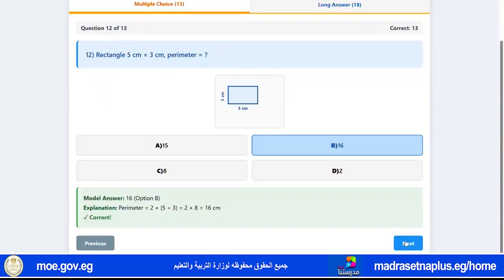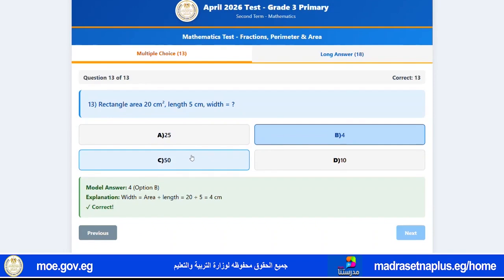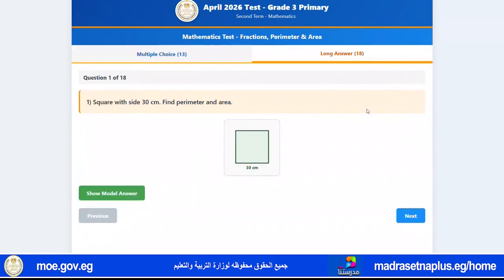Okay. So now we finished what? We finished the first part about multiple choice. Now let's get another one about long answer or essay questions or problems about your curriculum. Let's start with this one. We have a square with 3 centimeters side length. I need its perimeter and its area.